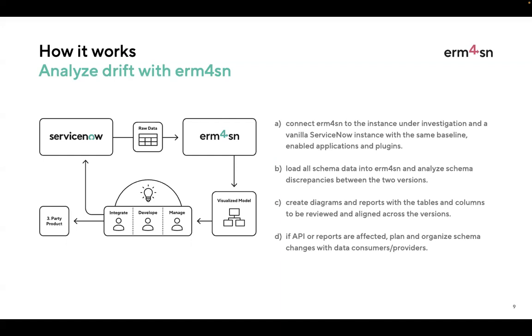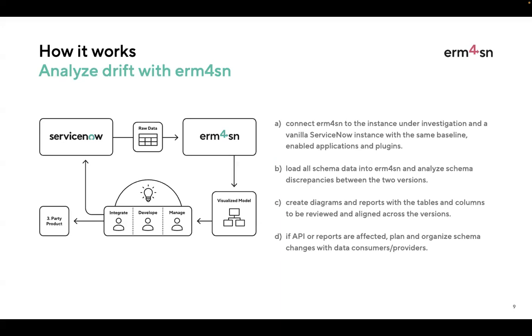That requires not a cloning, because that would mean the same data, the same modified data. So a vanilla instance, let's say Tokyo patch 2, with all the plugins activated which you have on your instance as well. And then we load all the schema information from both versions into ERM4SN, and we can easily compare this. I can show you that later. It's a question of seconds to have a report of what has been changed between two versions of ServiceNow.